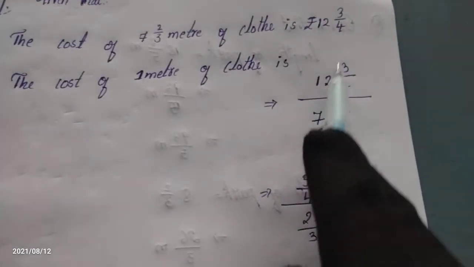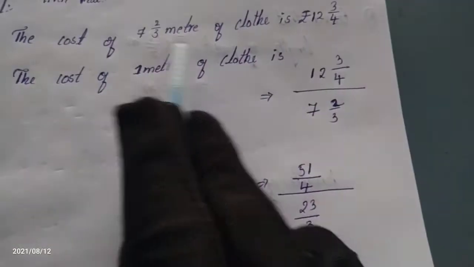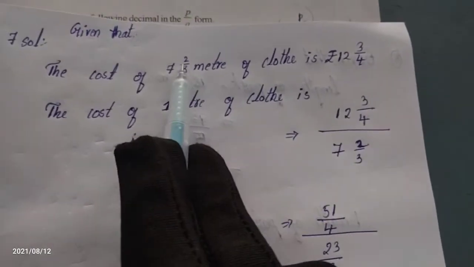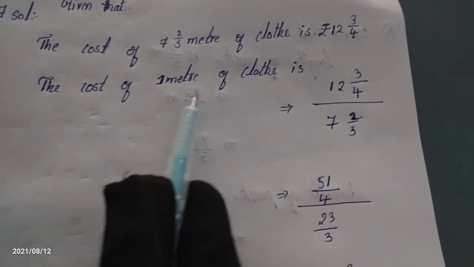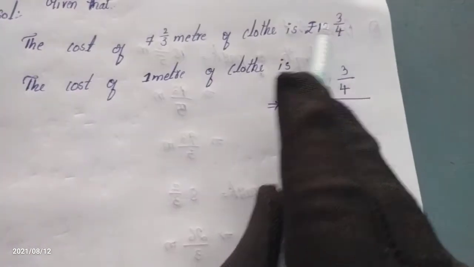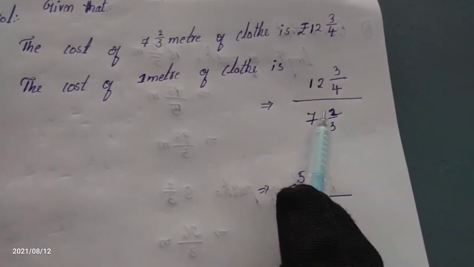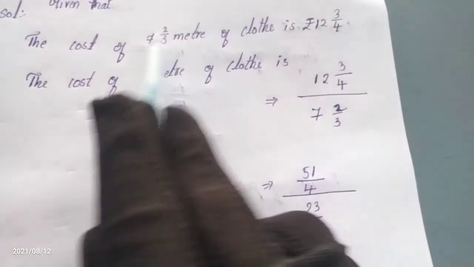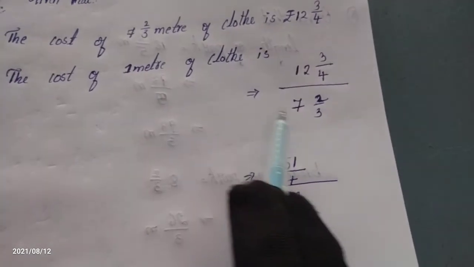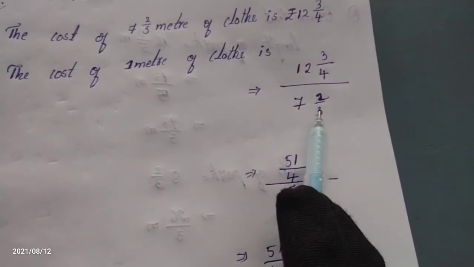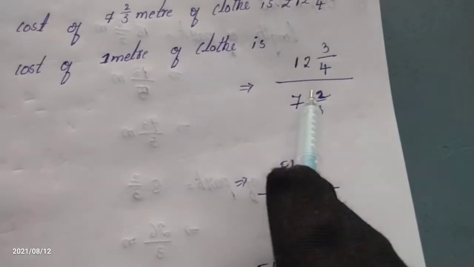I am writing here. First we take the rupees divided by the cloth. How much cloth is there? 7 2/3. Up to that, clear? To find the cost of 1 meter of cloth, we divide the rupees by the meters of cloth. We divide these two numbers to get the rupees of 1 meter of cloth. This step is clear?